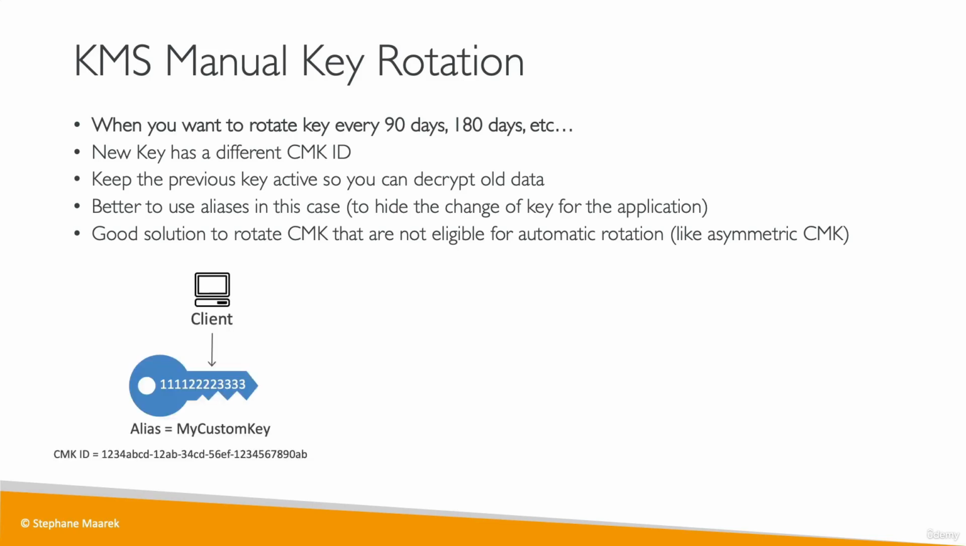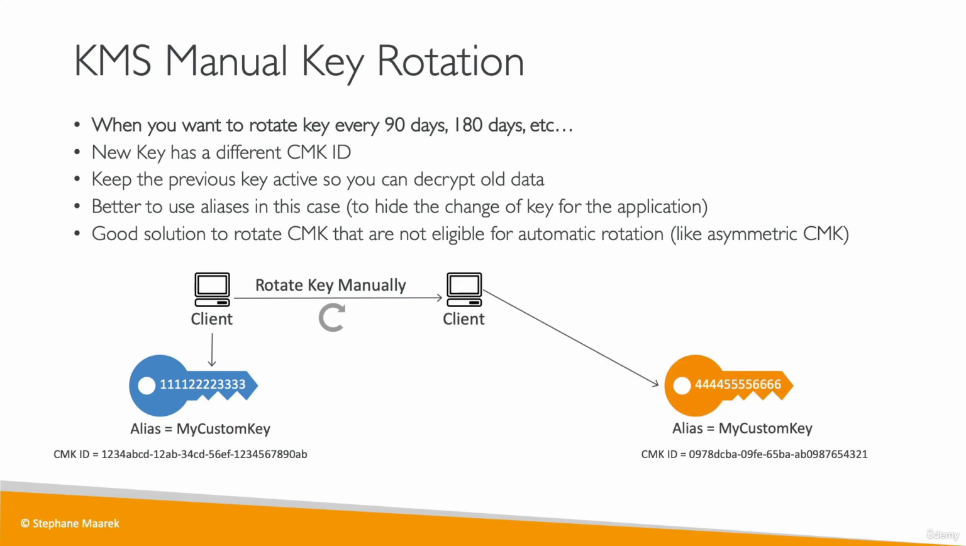So here's an example. The client is currently talking to alias my custom key, and we have a backing key and a CMK ID. Then we're going to rotate the key manually by creating a new key, and we're going to change the alias. What happens is that there's going to be a new CMK ID. Your old backing key is still going to be around here, but now your client, thanks to the new alias, is going to point to the new material, and you have done a manual key rotation.